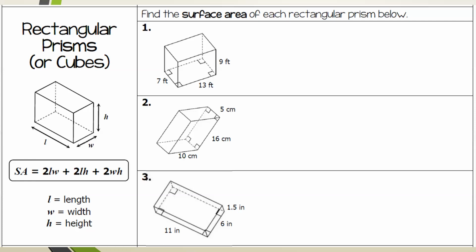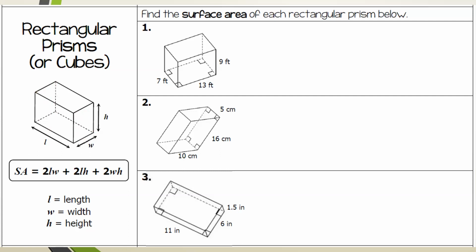The length times the height is representing these. The length times the height is representing the area of each of these rectangles, the left and the right side maybe. And there's 2 of them, which is why it's being multiplied by 2. And then the width times the height is the area of this rectangle, and there's 2 rectangles that size, so that's why it's being multiplied by 2.